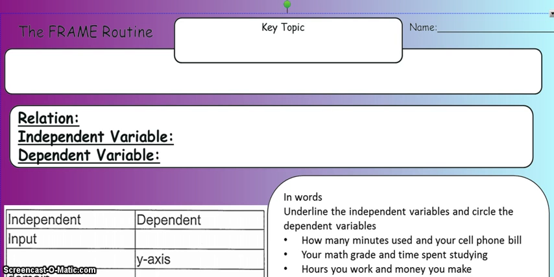Alright, you should have this frame in front of you. It has relation, independent variable, dependent variable, all that stuff. Alright, our key topic today is independent and dependent variables.